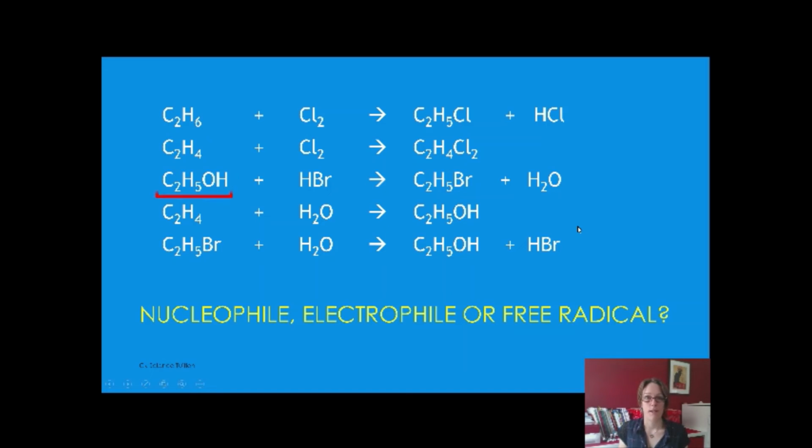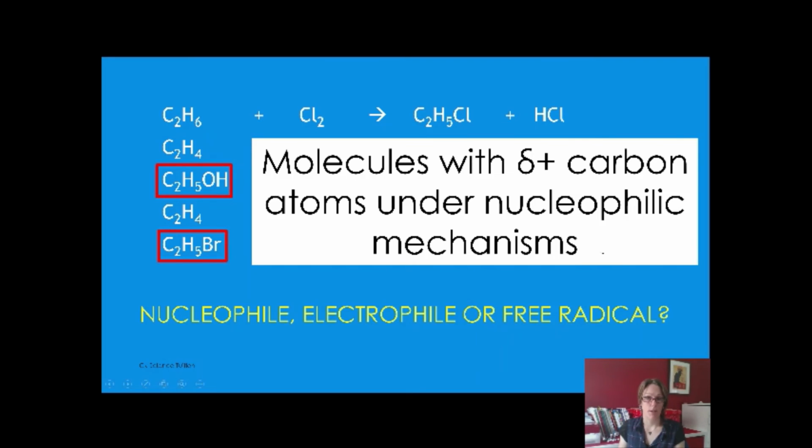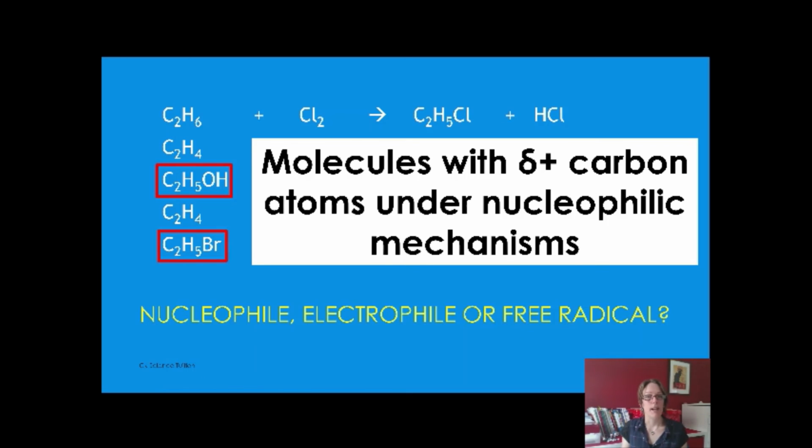What else do we have present? Well, I'm going to select these two compounds now. They're not the same compounds, so we've got an alcohol and a halogenoalkane or a haloalkane, depending how you want to describe it. But what they do have in common is they both contain an element other than carbon, so oxygen and bromine, or an element other than carbon or hydrogen, which means they have a polar bond. And if they have a polar bond, it means that one of the carbons in those molecules will be positively polarized. And so any molecule that has a delta positive carbon will undergo nucleophilic mechanisms.